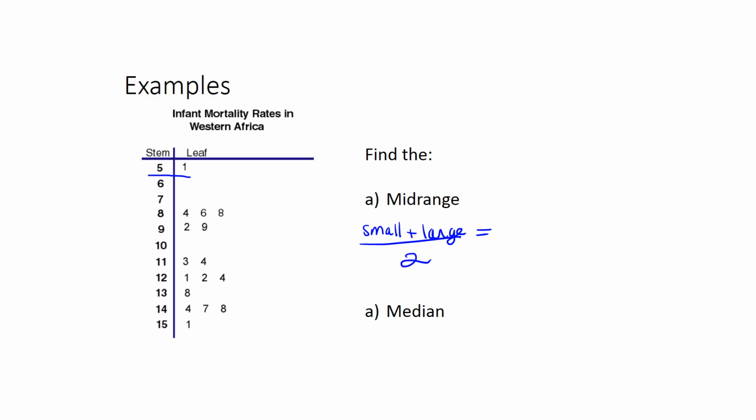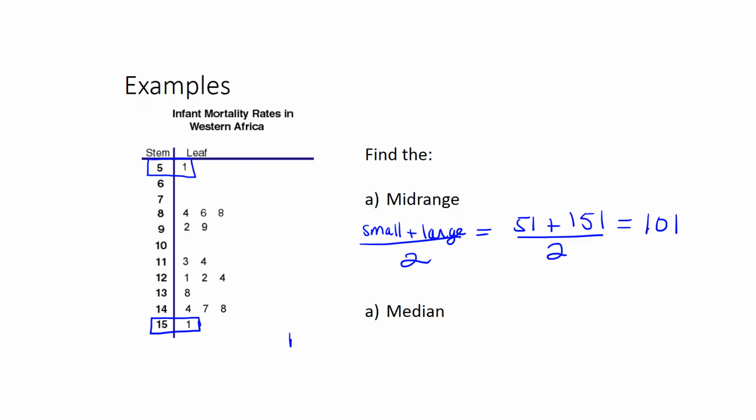So it looks like the smallest data value is 51. Remember, that represents 51. And the largest data value is 151. It doesn't give us units on this for infant mortality rates. It must be something per 1,000 people or something. If you add those up and divide by 2, it's 101. So it's probably 101 per every 1,000 births or something like that. Okay, I'm not quite sure.